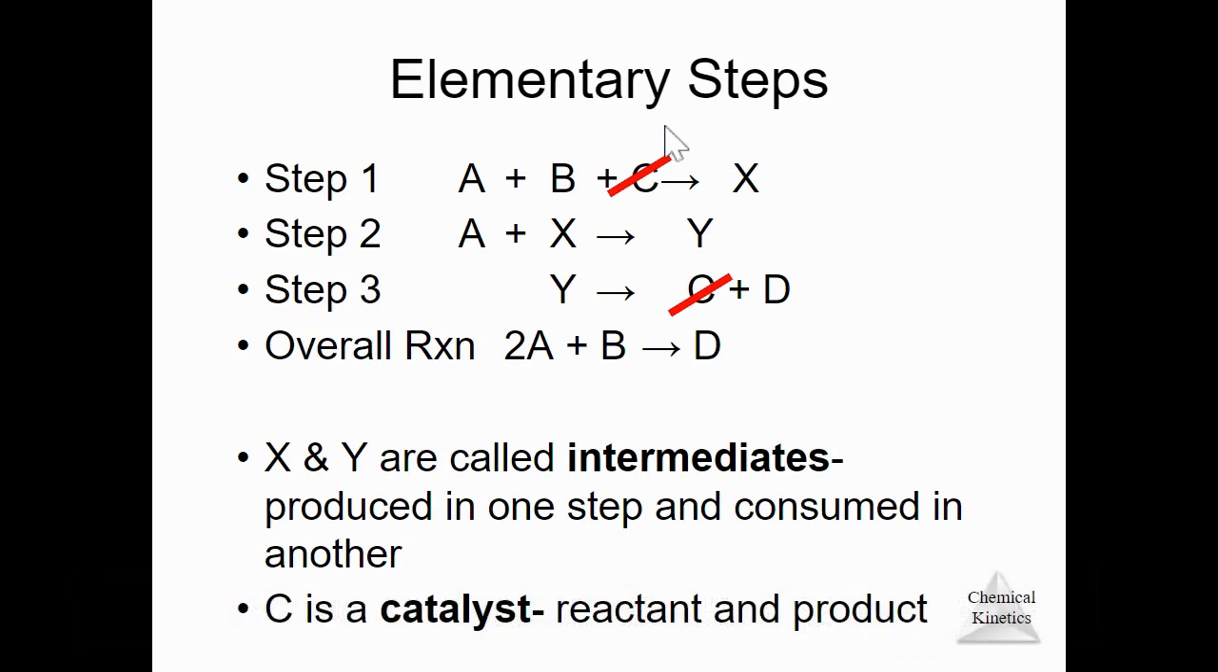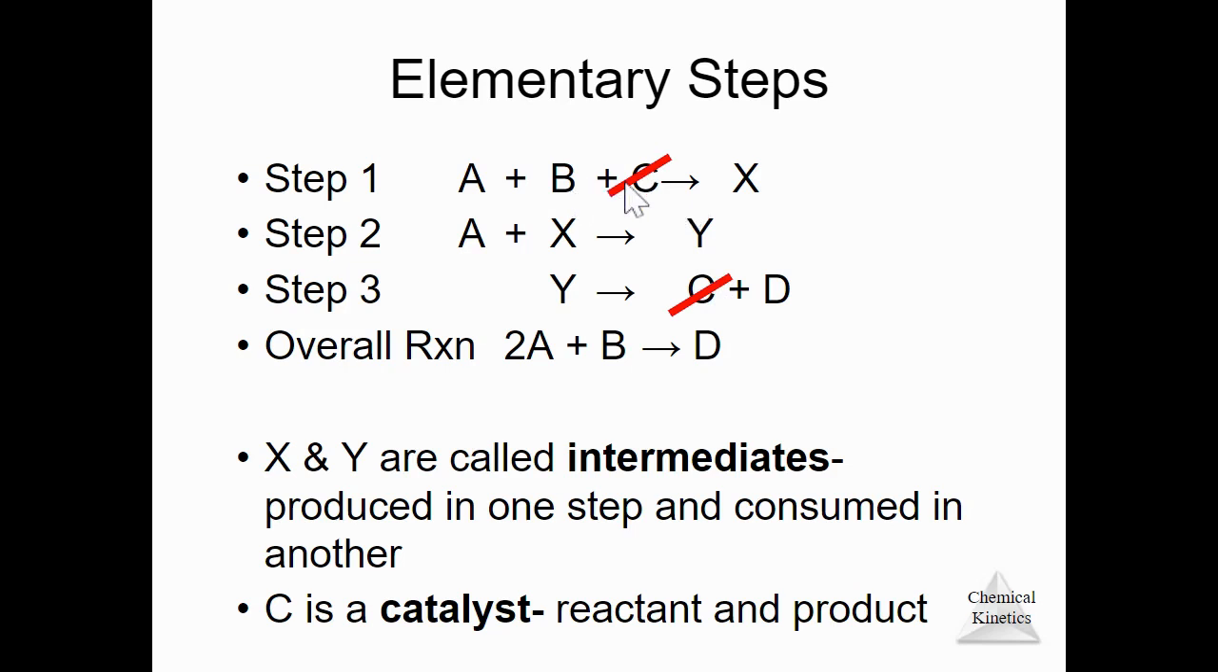If you have a reactant that's present in step 1 and then also present as a product in the final step, that is called a catalyst. That helps the reaction go faster by lowering the activation energy, and we're going to talk about that in a moment. But that is how you identify a catalyst.